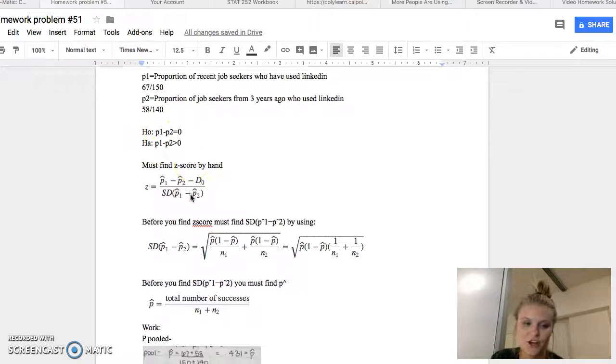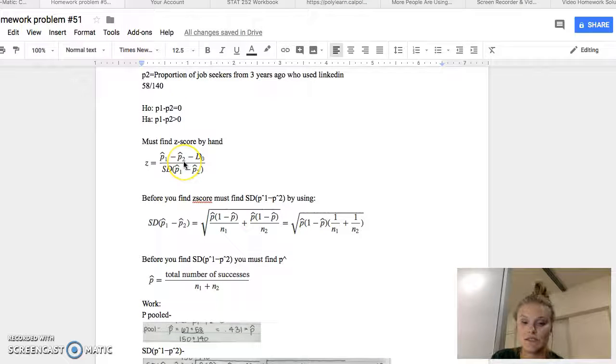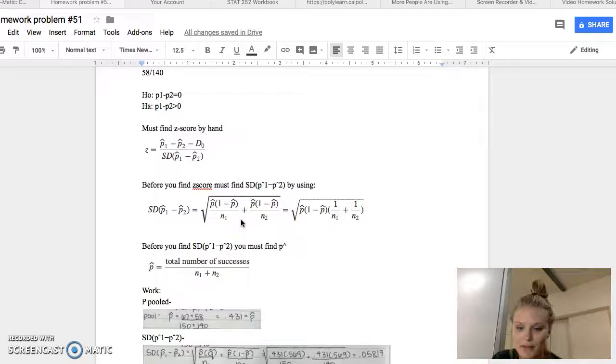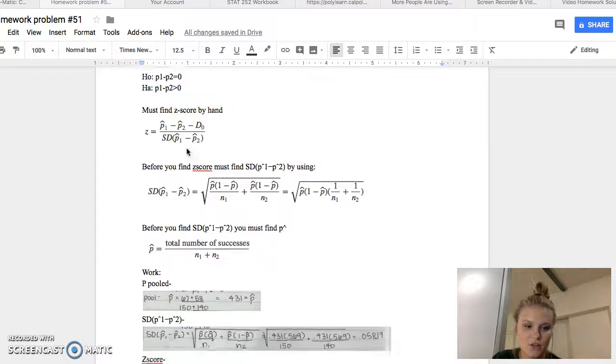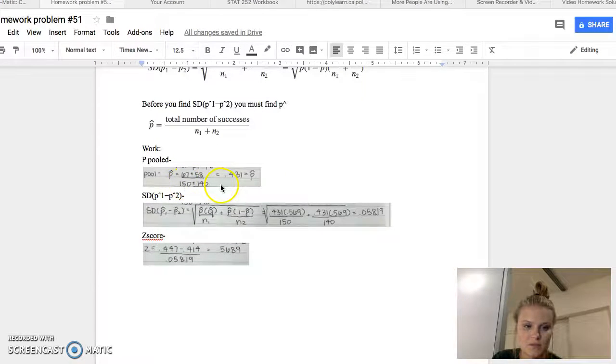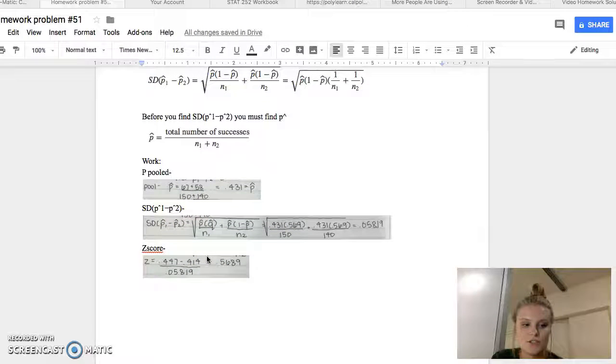First thing we do is find the z-score by hand, and this is the formula for that. But before we find the z-score, we need to find this denominator. So we use this formula to find the denominator, and in order to do that, we need to pool the p-hats. We use this simple formula to get the denominator, then plug the denominator in here. This was my work: that was p pooled, then the denominator, and then the z-score. Our z-score ended up being 0.5689.